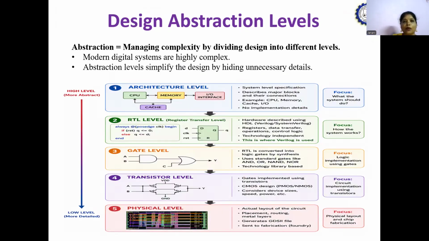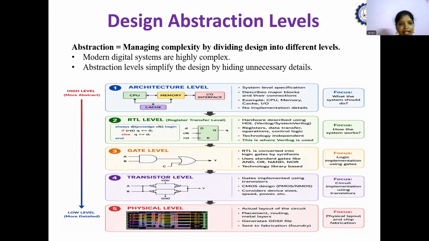So next we are going to see the design abstraction levels. In this digital abstraction, we are going to divide the complex digital circuits into different levels of abstraction, right? Abstraction means how we manage the complexity by dividing a design into different levels. Each level provides a different level of detail. The abstraction level generally specifies the design by hiding the unnecessary details.